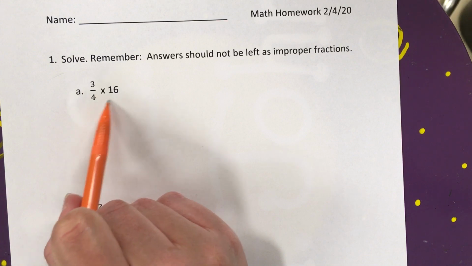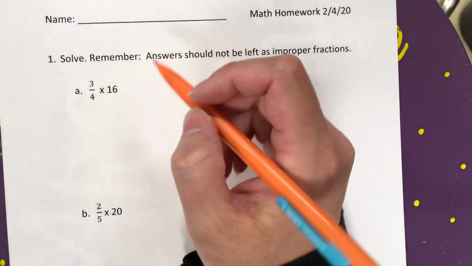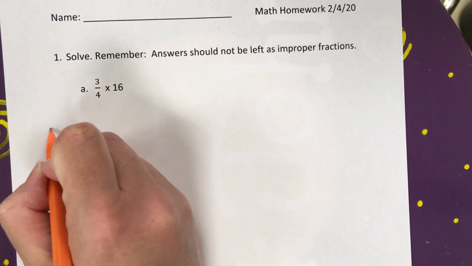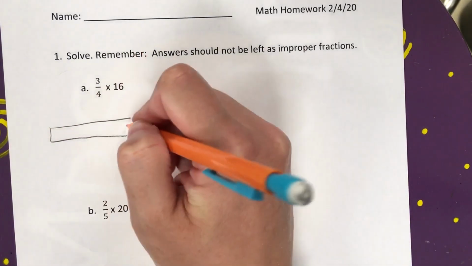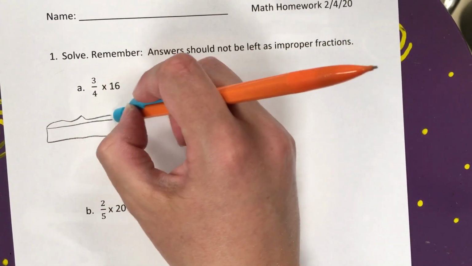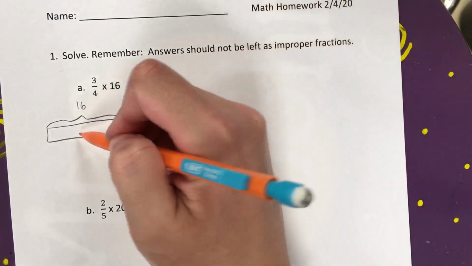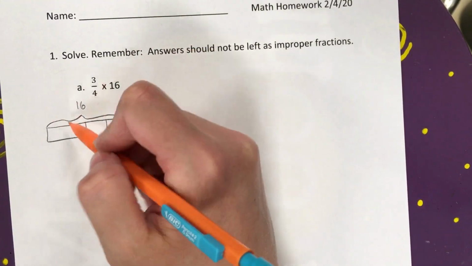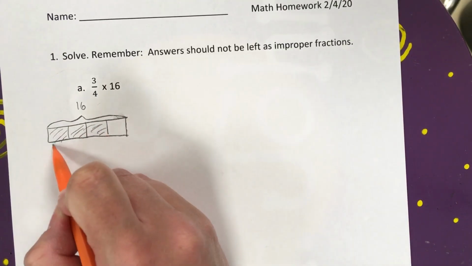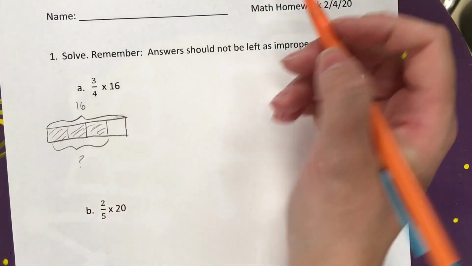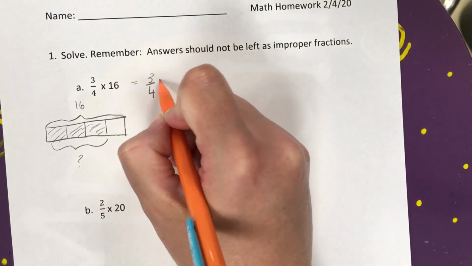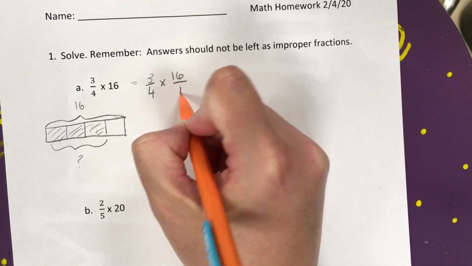A says 3/4 times 16, which is the same as 3/4 of 16. So if we were to draw a model of this, what we're essentially looking at is this. Our total is 16. And we're looking at what 3/4 of 16 would be. 3 out of 4 pieces. So that's our unknown. So 3/4 of 16 we can rewrite as 3/4 times 16 over 1.